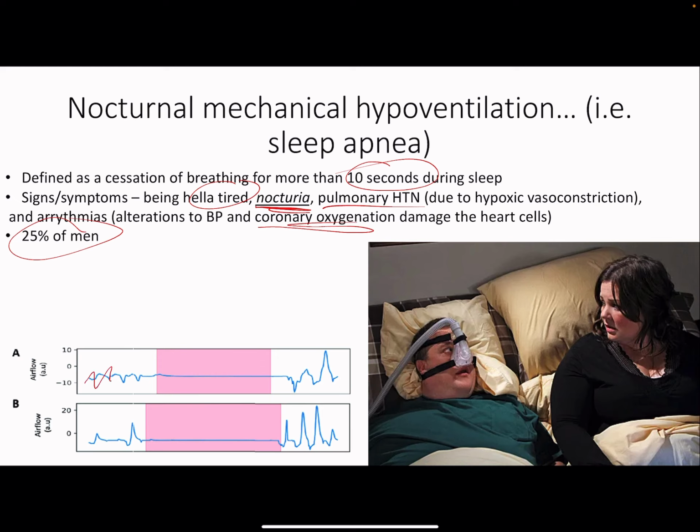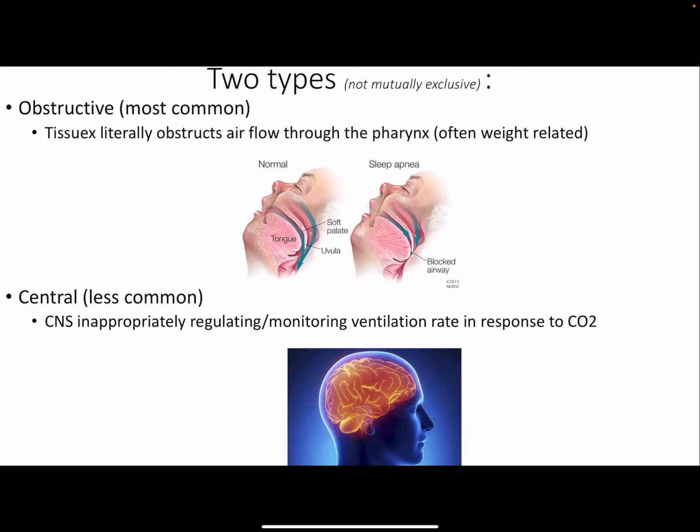So notice here we have breathing, breathing, breathing, flat, breathing, breathing, breathing. So this again has to be 10 seconds. Same thing here. This is really just obstructive versus central, which we'll talk about now. So obstructive is where you have literal tissue obstruction of the flow through the pharynx. So it's usually weight related.